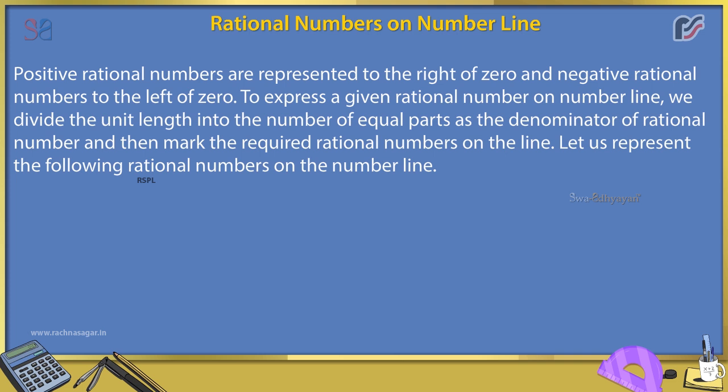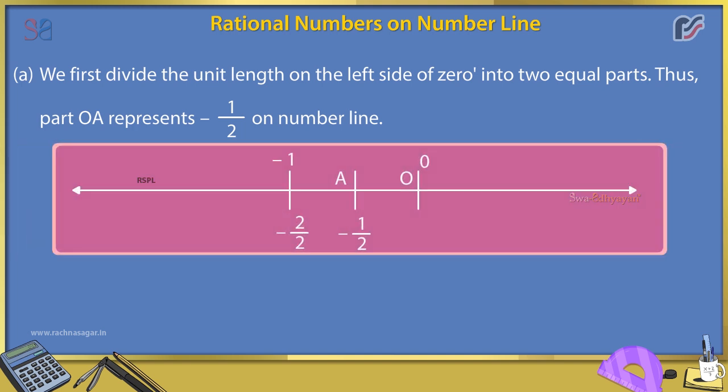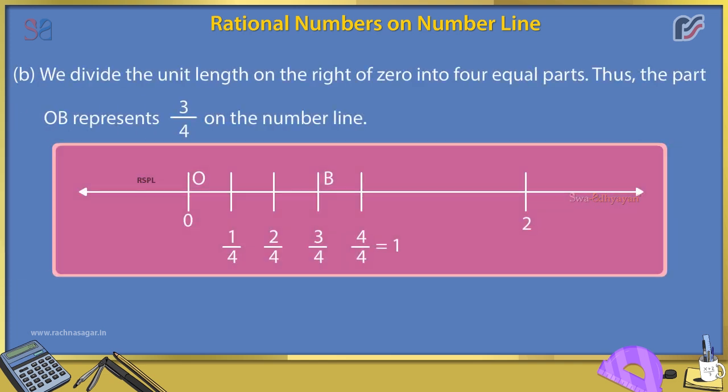Let us represent the following rational numbers on the number line. A. Minus 1 by 2. B. 3 by 4. A. We first divide the unit length on the left side of 0 into two equal parts. Thus, part OA represents minus 1 by 2 on the number line. B. We divide the unit length on the right of 0 into 4 equal parts. Thus, the part OB represents 3 by 4 on the number line.